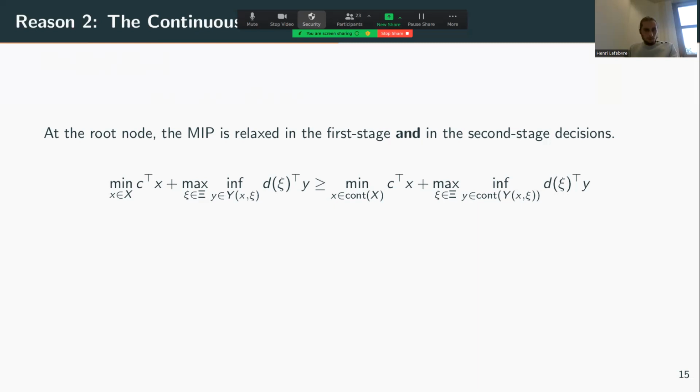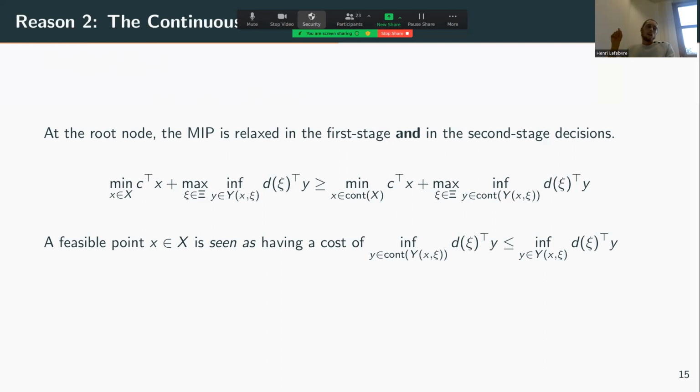So at the root node, we relax both the first and the second stage decisions, right? So the original problem, which is on the left, is relaxed as the problem on the right, which means in particular that even if in the relaxation you consider a feasible point for the original problem, so a point X which is in X, it is seen as having a cost which is related to the continuous relaxation of the second stage, which can be arbitrarily bad. So what we are doing here is that we are replacing our objective function by a convex underestimator, which can be arbitrarily bad, okay? This was the second reason.